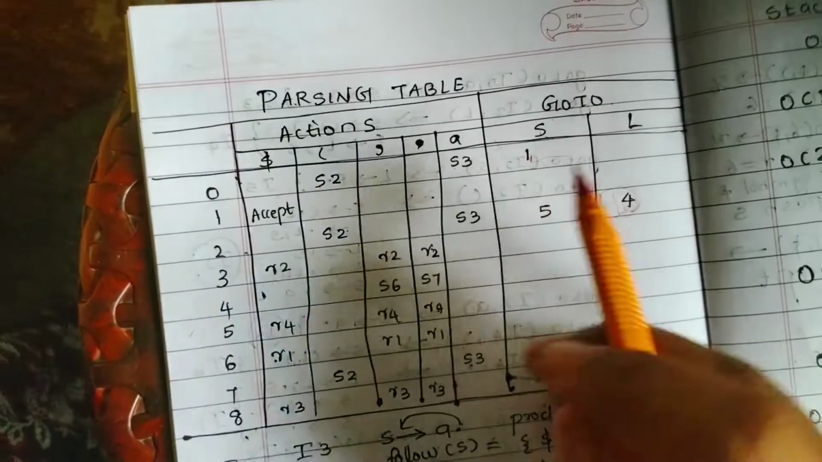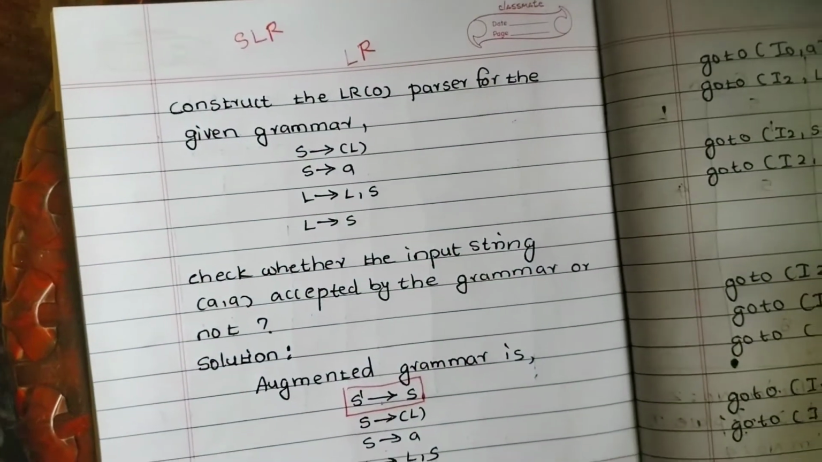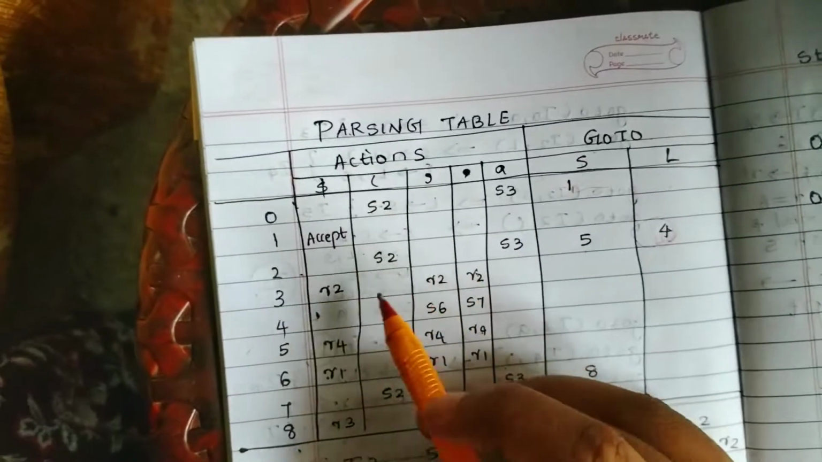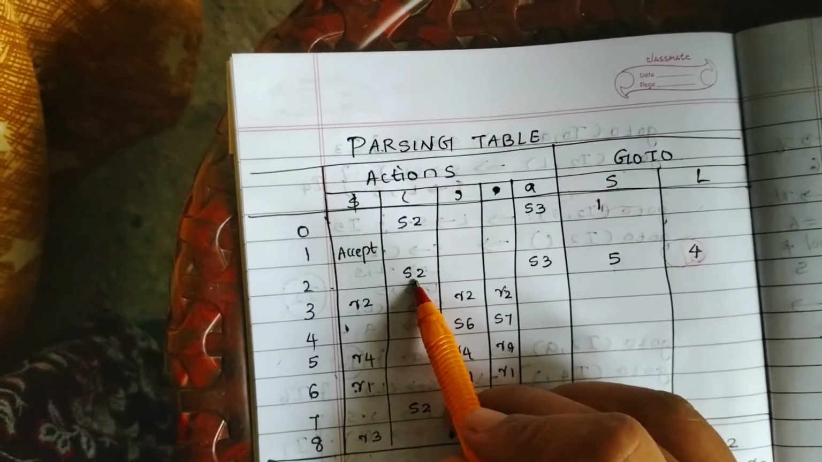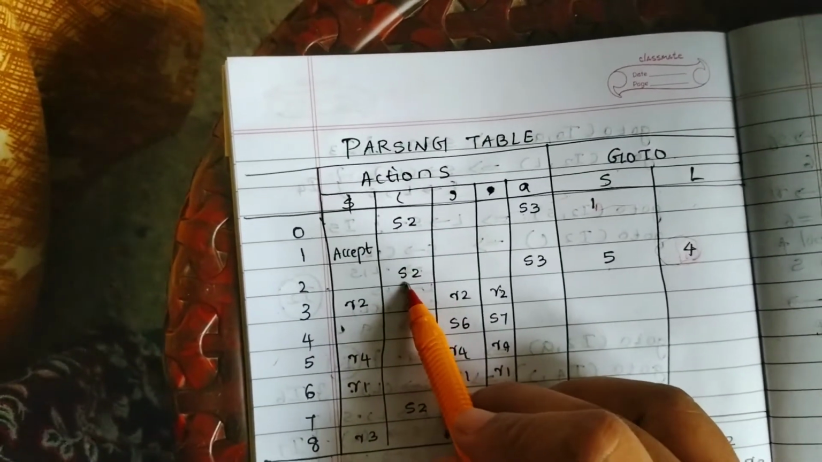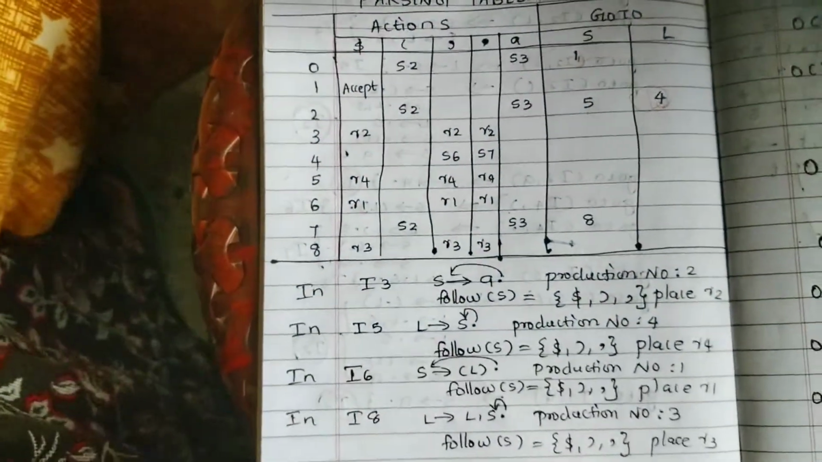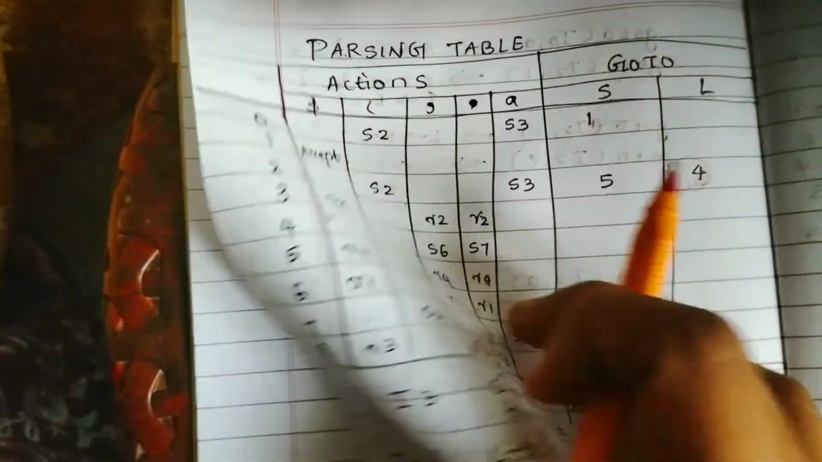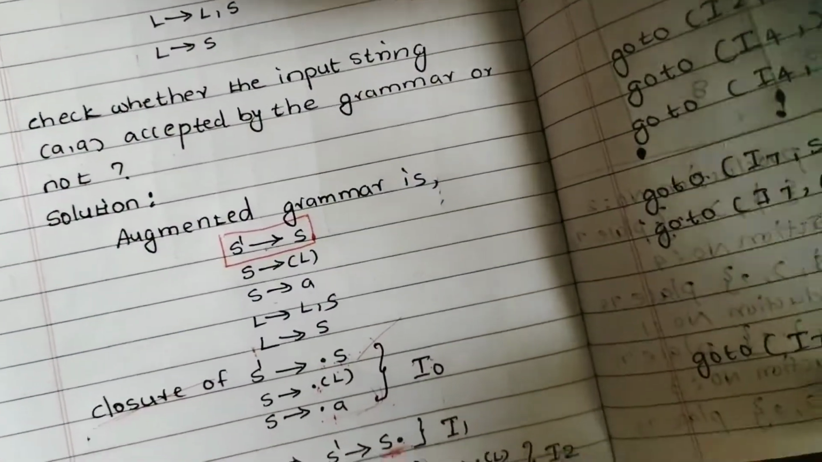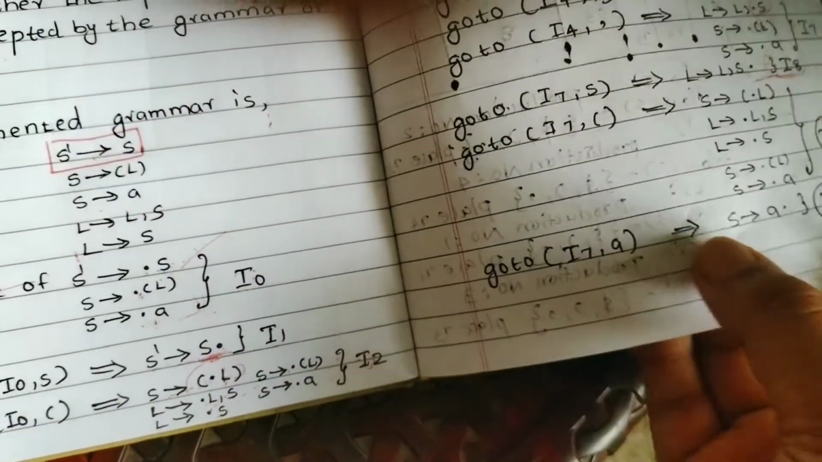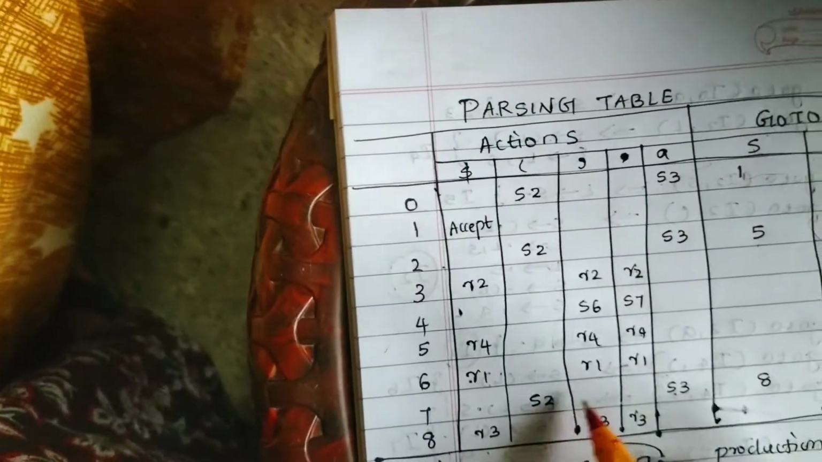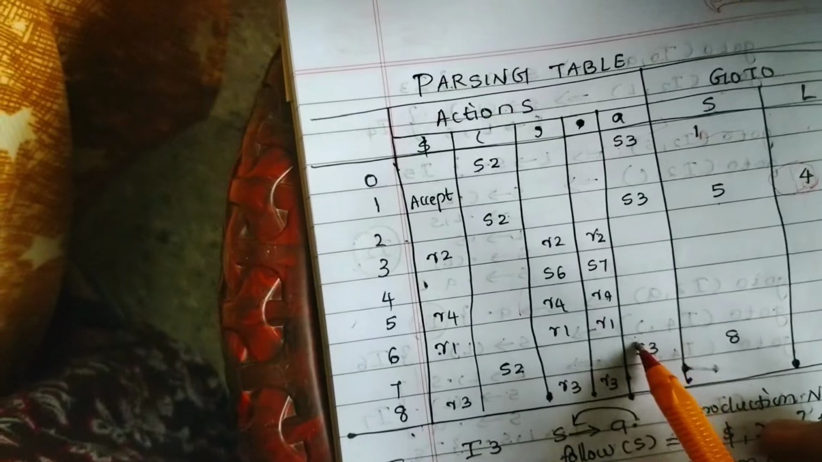So we are writing 5 here. Then I2 comma open bracket leading to S2. So you are writing I2 along with the shift S2. Likewise you are filling all the shifts. Okay, so the last thing, what we got: I7 comma A leading to I3. So S3 we have written.